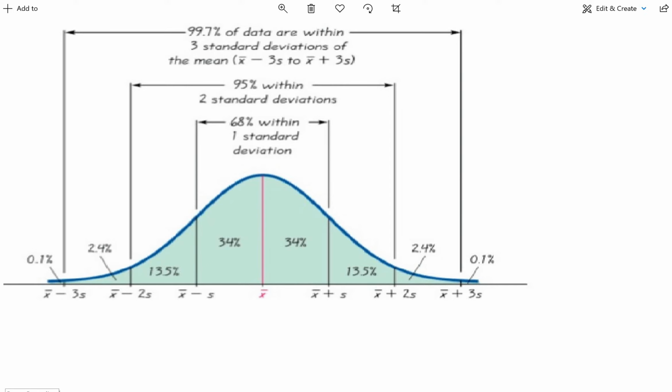Welcome guys, welcome to the next video which is on the empirical rule in statistics. It is also called the 3 sigma rule, and it's also called the 68%, 95% and 99.7% rule. Okay, so we apply this rule to a curve which is in normal distribution.